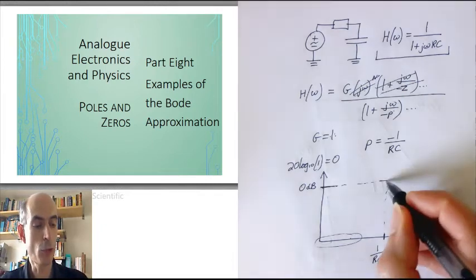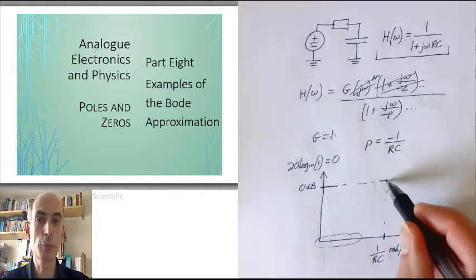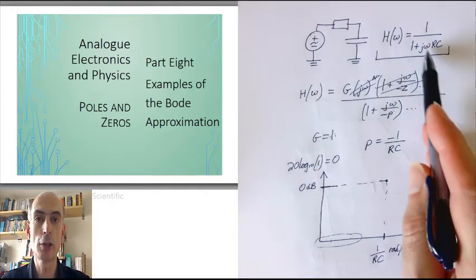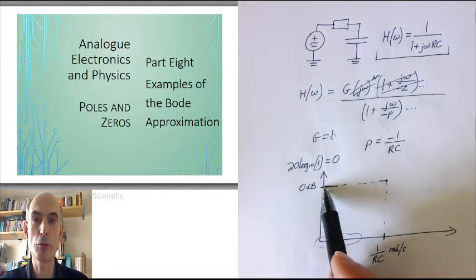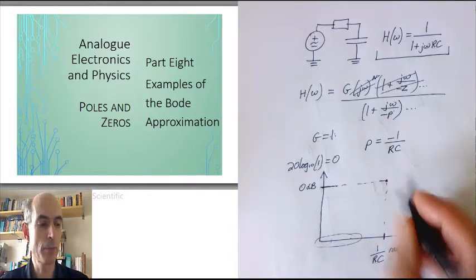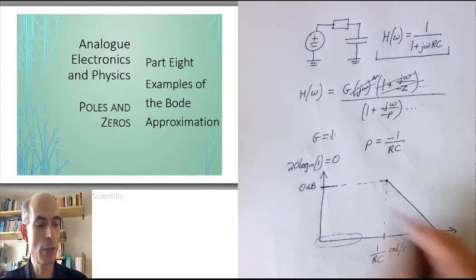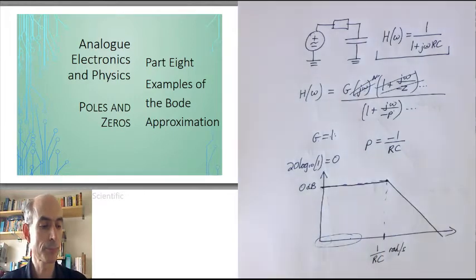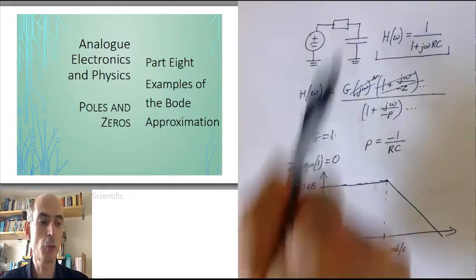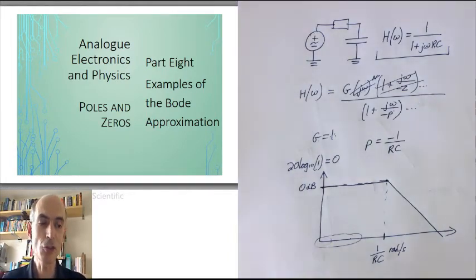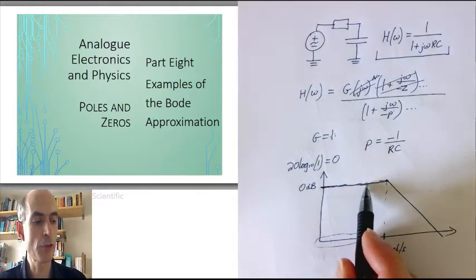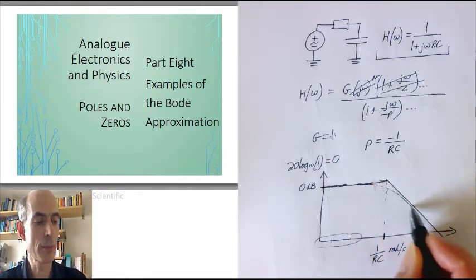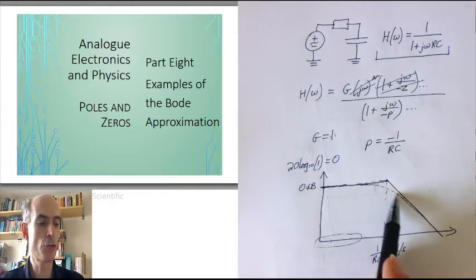Once we get to 1 over RC radians per second, the Bode approximation says the full effect of the pole starts to happen. And the full effect of a pole is to decrease the amplitude response by 20 dBs per decade. So this would be heading down at 20 dBs per decade. That's it. That's the Bode approximation of the frequency response of this circuit. The actual frequency response would agree with the Bode approximation at low frequencies and at high frequencies, but in between would introduce this kind of curve.